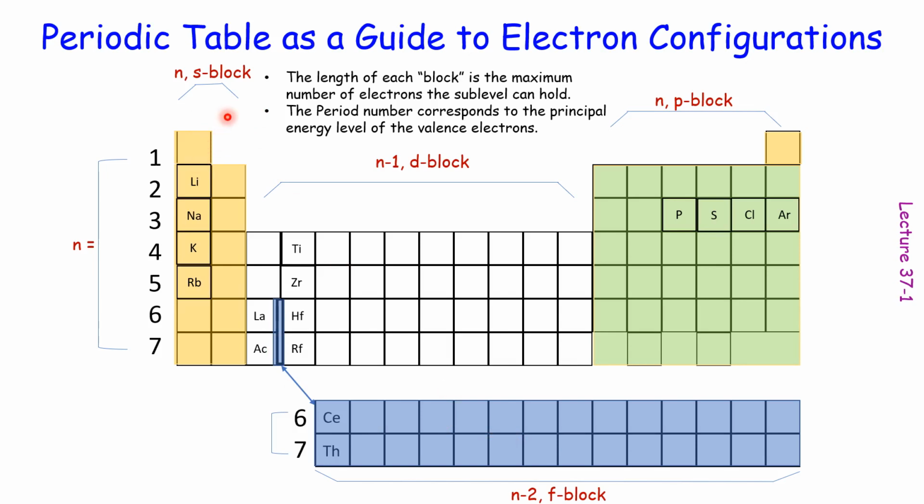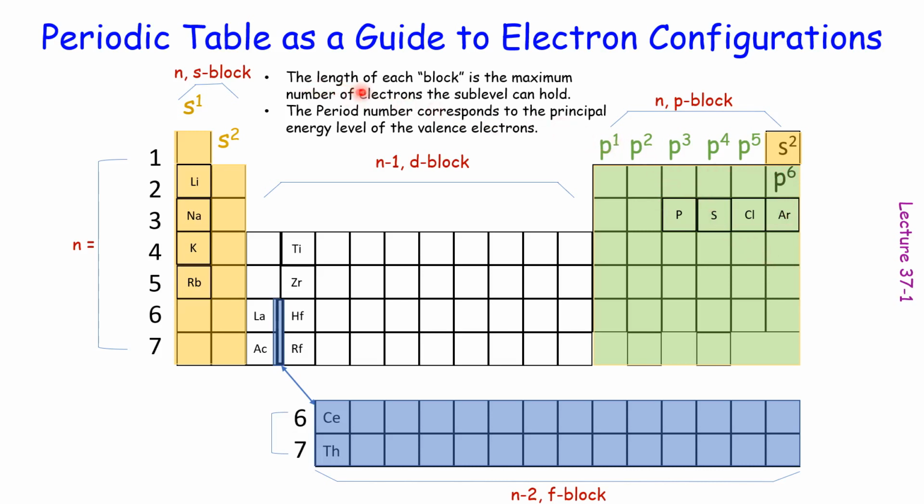S block means the electrons occupy this block; they are S electrons. And the number is the period number as well as the principal quantum number. So for group 1A, the electron configuration should always be S1. Group 2A should always be S2, including helium here. For P blocks, we start from P1, P2, all the way to P6.